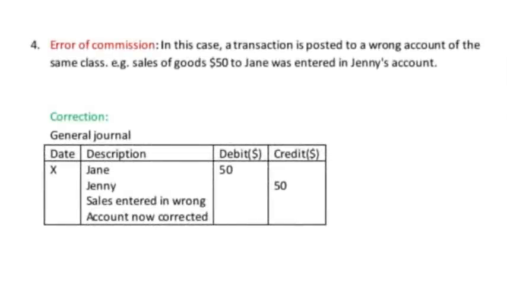Error of commission. In this case, a transaction is posted to a wrong account of the same class. Example: sales of goods $50 to Jane was entered in Jenny's account. Correction: open journal, debit Jane and credit Jenny with $50, with narration, sales entered in wrong account, now corrected, and then post to the ledger.